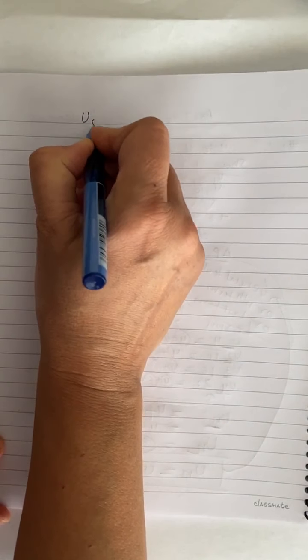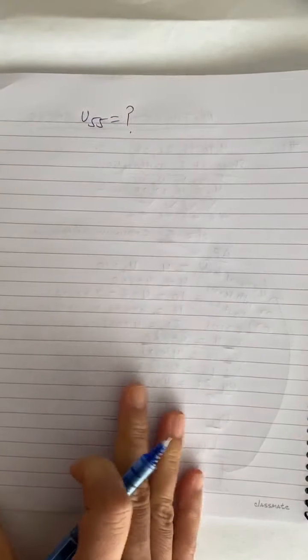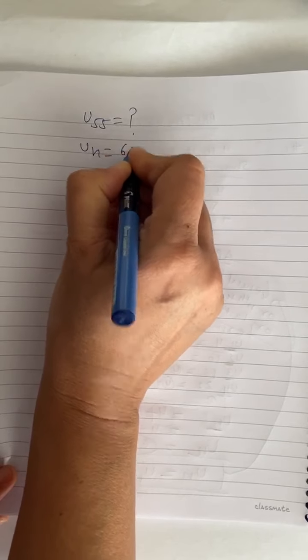Now the next part for this one is you need to find the 55th term. So you need to find u55 here. To do that, I'm going to copy down un again, which in our case, un we got was 6n minus 2.